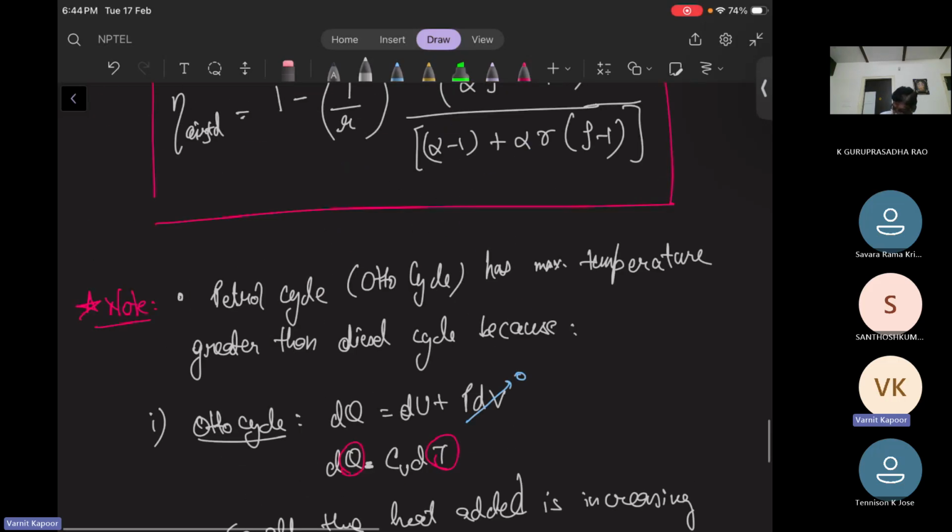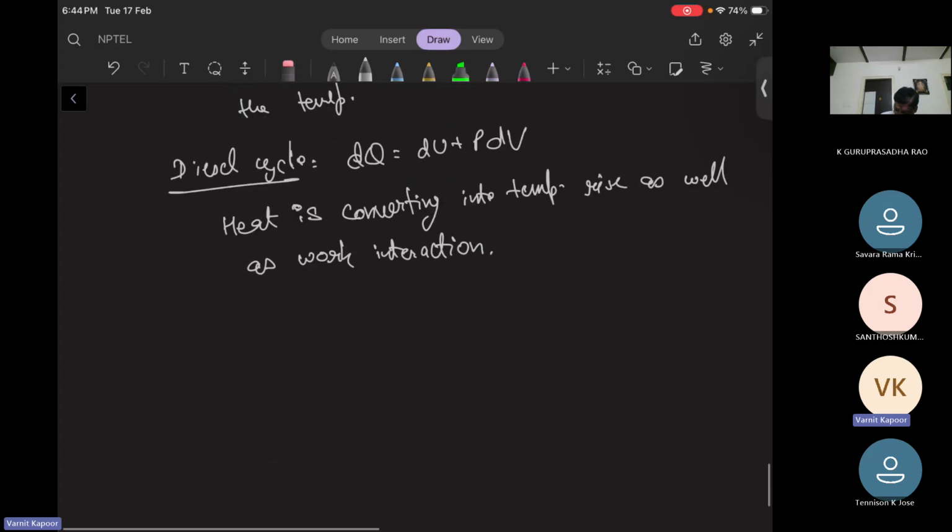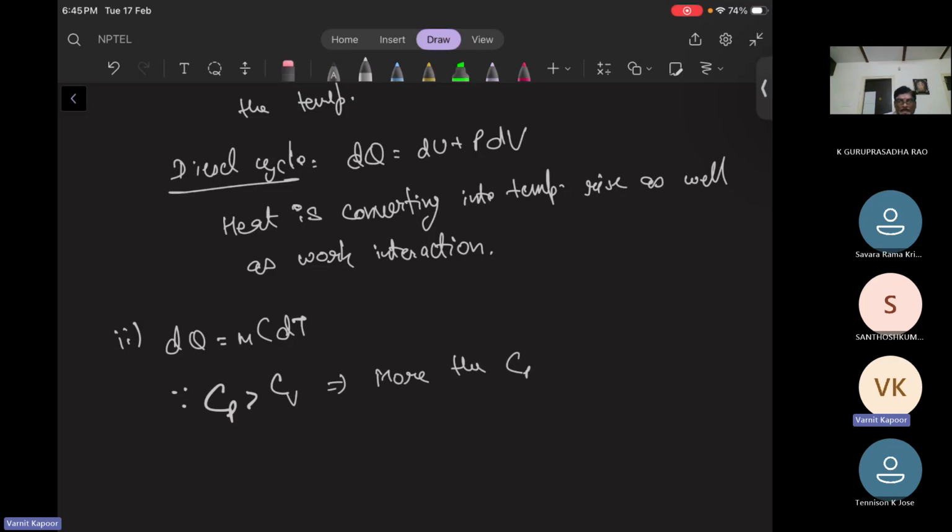Second reason is that, since net heat interaction is mc dt, for a constant pressure process c will be cp, and for constant volume c will be cv. Since we know that cp is greater than cv, the more the cp, the less the temperature rise, for the same heat addition in both the cycles.